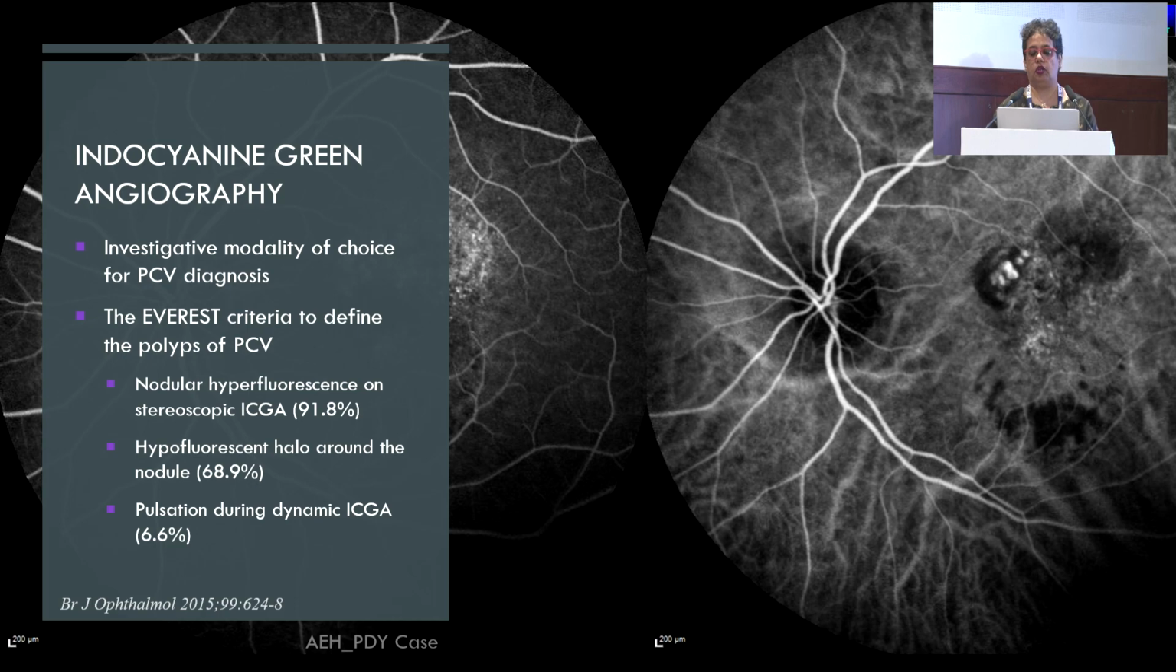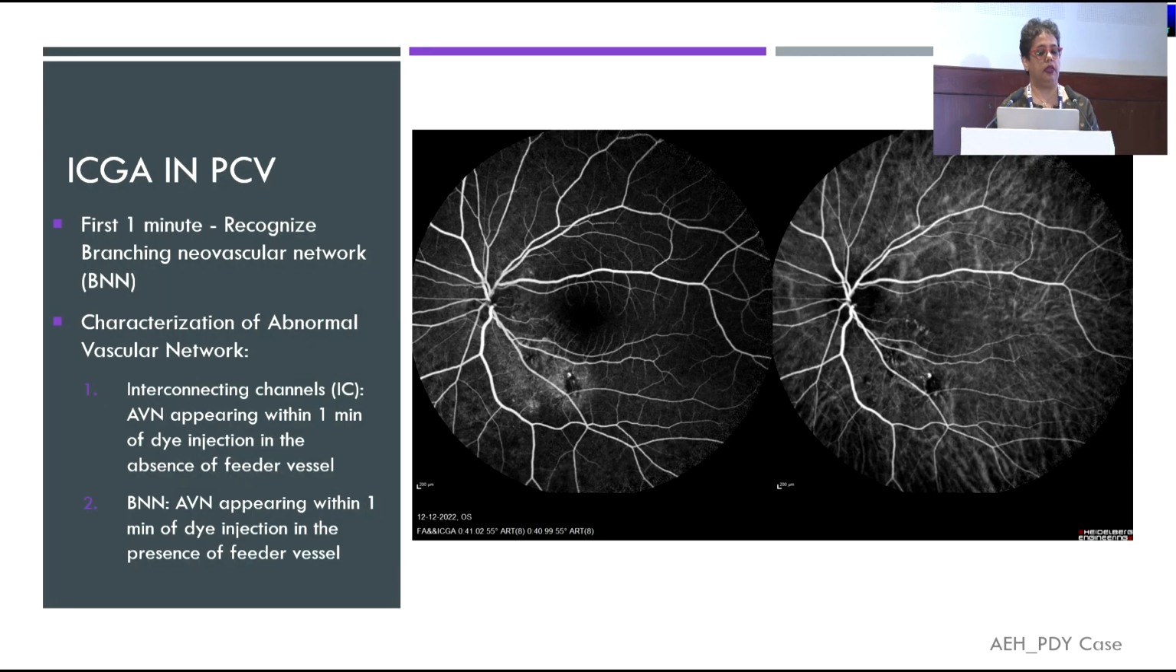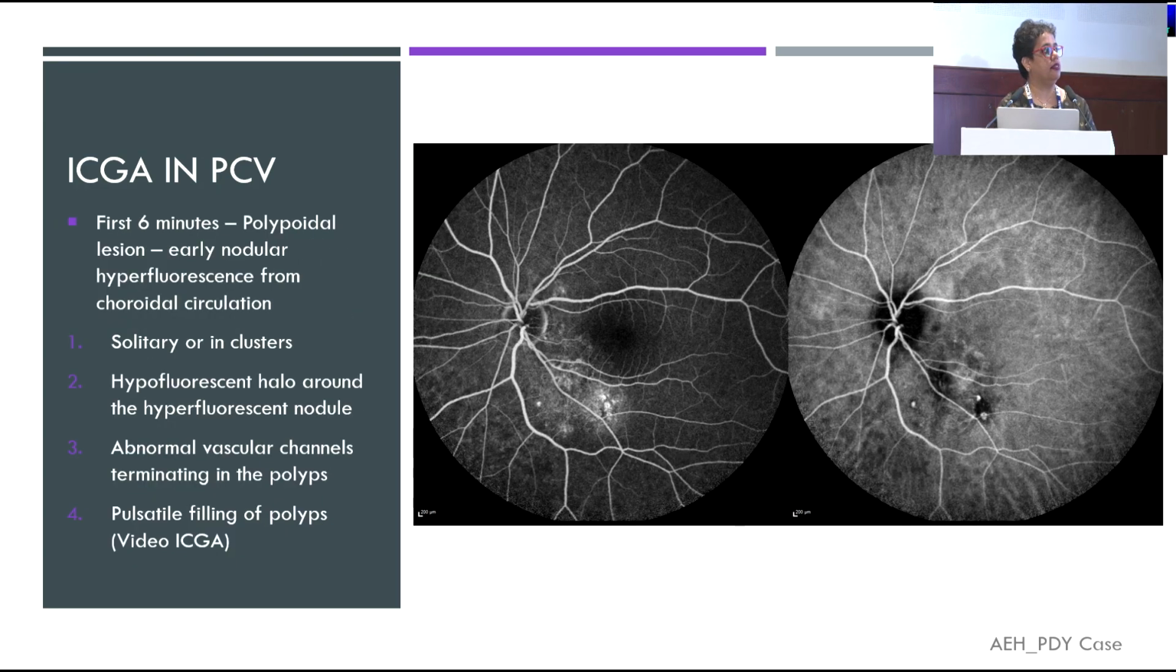ICGA is the preferred modality of investigation for PCV, and the EVEREST study has defined the criteria of nodular hyperfluorescence, hypofluorescent halo. So if you look carefully at this image here, you have the nodular hyperfluorescence here, and this one here shows the hypofluorescent halo, and pulsatile, which can be seen in dynamic ICGA. In the first 1 minute of your ICGA for PCV, you will be looking at the branching vascular network, which is seen here in these lesions. And it is in the later 6 minutes that you look for the polypoidal lesions, which are noted over here in this particular eye.